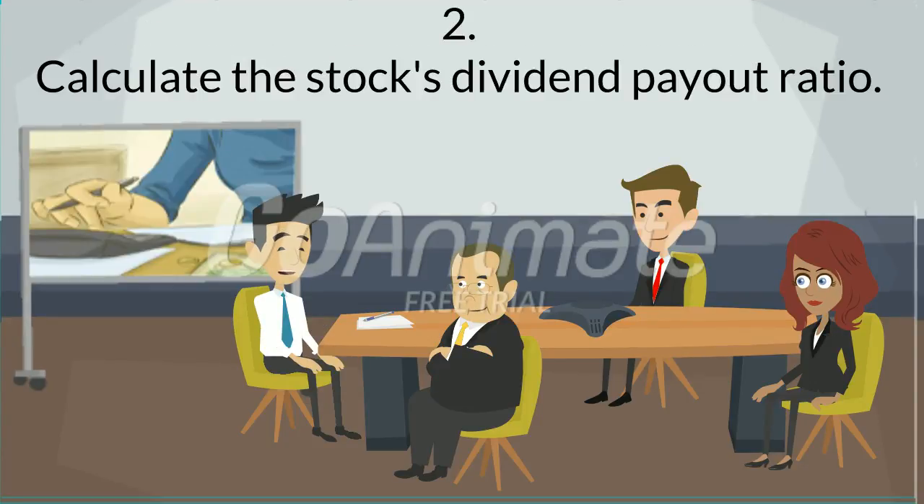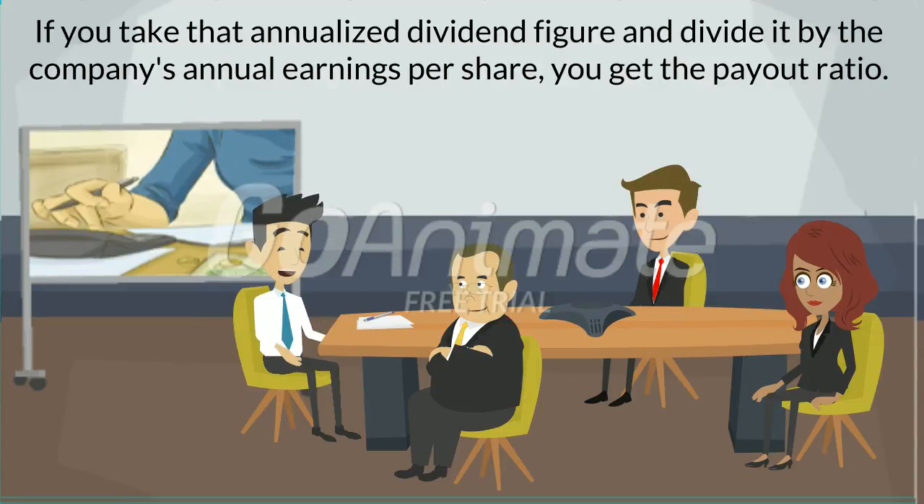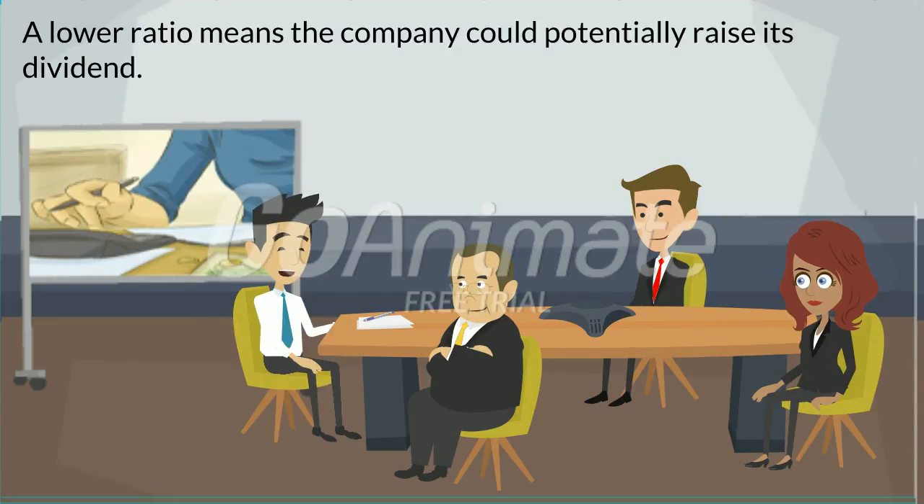2. Calculate the stock's dividend payout ratio. If you take that annualized dividend figure and divide it by the company's annual earnings per share, you get the payout ratio. A lower ratio means the company could potentially raise its dividend.